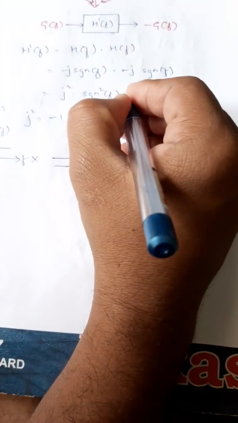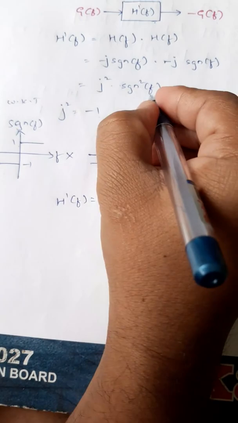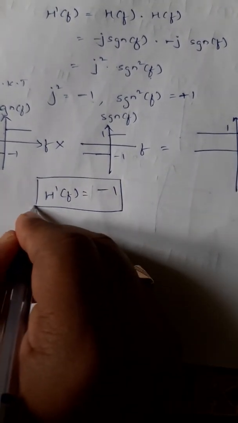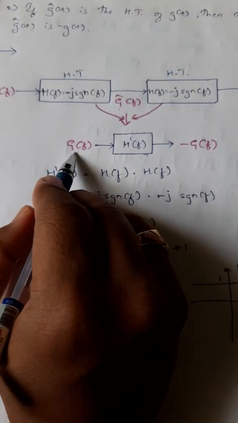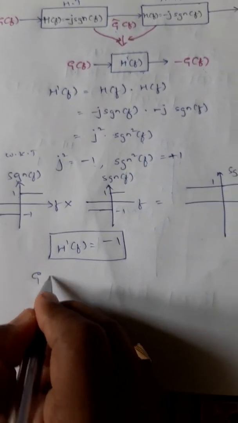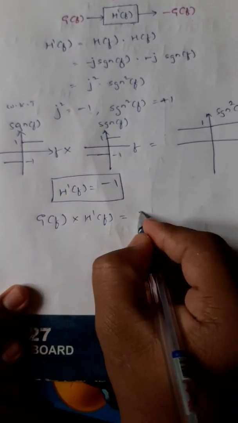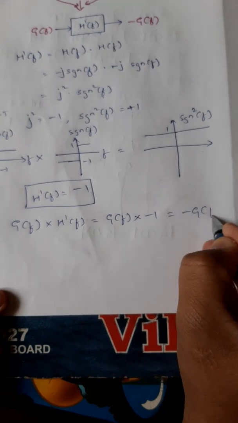So this I'll substitute here. h prime of f is equal to j square, which is minus 1, into signum square of f, which is plus 1. So plus 1 into minus 1 is minus 1. So this is my h prime. Next, what is the output? It is g of f into h prime of f. So g of f as it is, into h prime of f, which is minus 1. So it is nothing but minus g of f.